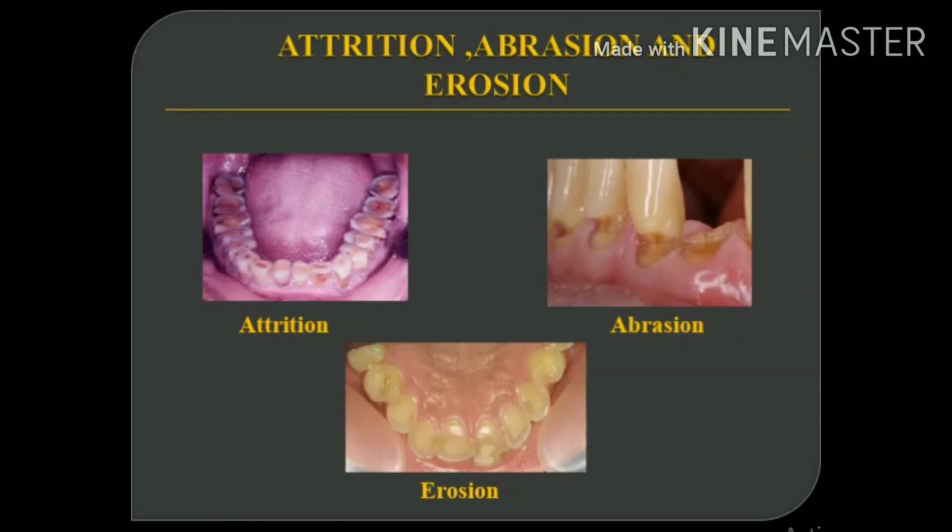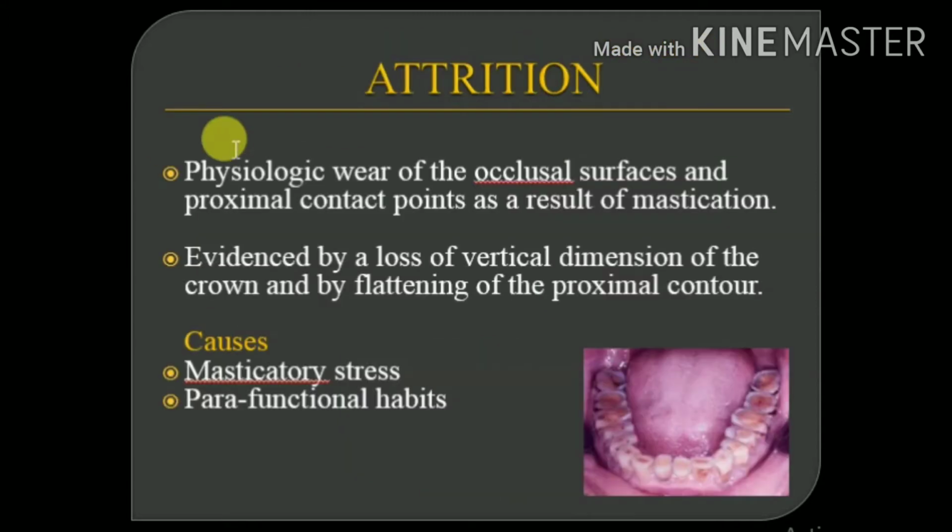So attrition is the physiological wear of the occlusal surfaces and the proximal contact points as a result of mastication, bruxism. So basically the physiological wear of the occlusal surfaces is attrition. It is evidenced by the loss of vertical dimension. The VDO decreases. Vertical dimension of the crown decreases, and even the proximal contour decreases.